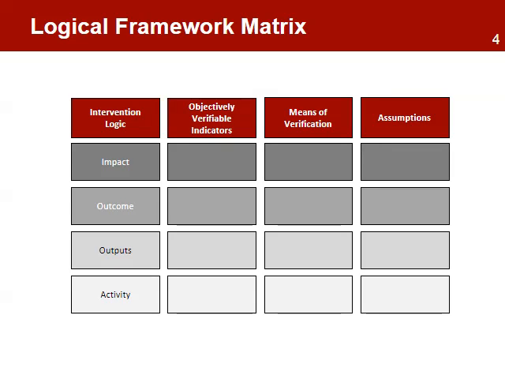Traditional formats of the log frame are generally presented as a 4x4 grid with 16 boxes. The first column is the project intervention logic. The second column is for the objectively verifiable indicators for each level of the results chain. The third column contains the means of verification for the indicators, and the last column contains the assumptions for each level of the results chain.